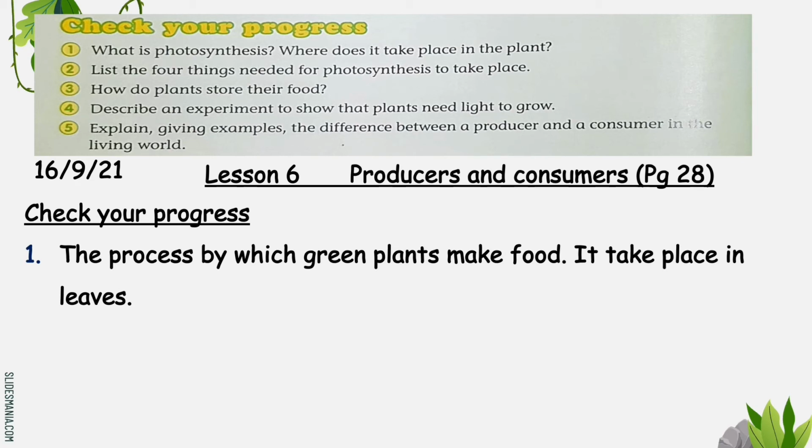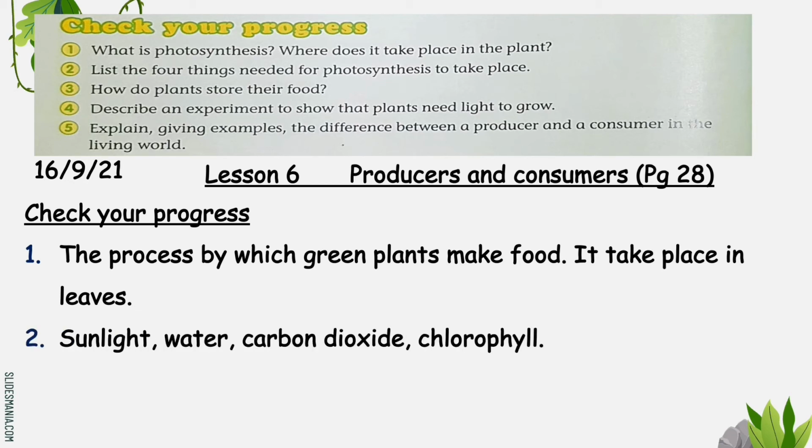Now this is only 3. You need one more, which is actually chlorophyll, because it is the green thing, right? So it needs chlorophyll also. Now, number 3, how do plants store food? The food is stored as starch. Yes. Now, number 4, describe the experiment.